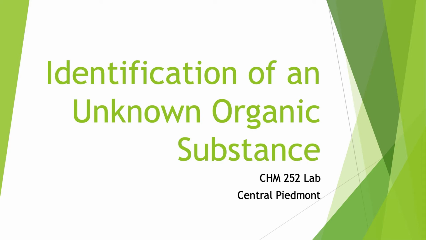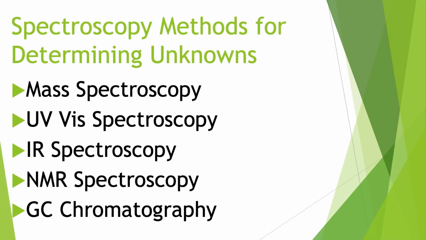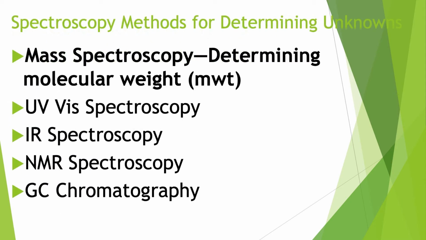Today's lab is identification of an unknown organic substance. There are several ways you can go about determining what an unknown is. You've seen or been exposed to spectroscopy. If we take a look at mass spec, that's a type of analytical tool that we could use to determine the molecular weight of that substance.